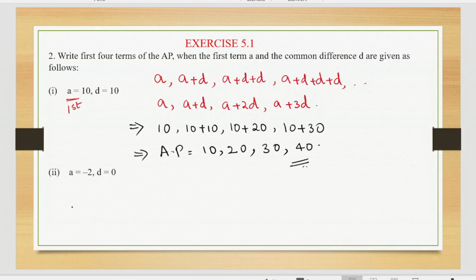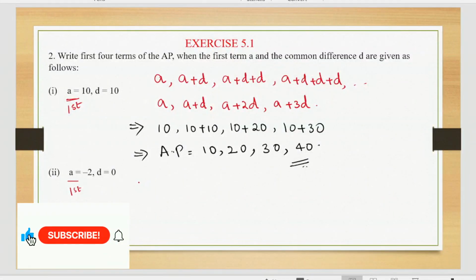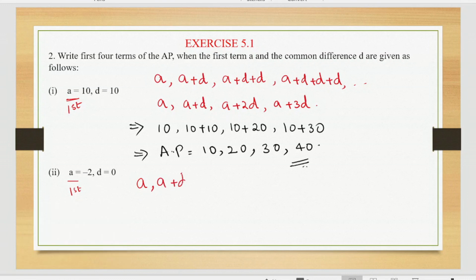Let us see the second question. A is equal to minus 2 and D is equal to 0. A is the first term and D is the common difference. So how do we write the first 4 terms of an AP? A plus D is the second term, A plus 2D is the third term, and A plus 3D is the fourth term.